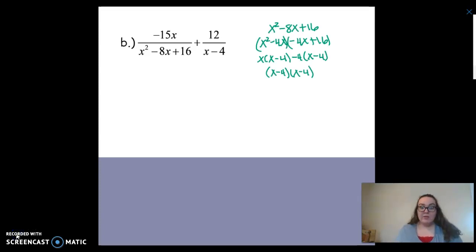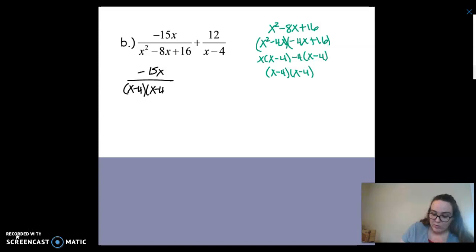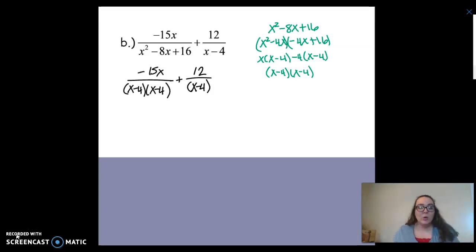Off to the side, I did factor that x squared minus 8x plus 16, so that now that first fraction is negative 15x divided by x minus 4 times x minus 4. You're welcome to write it as x minus 4 squared, plus 12 divided by, and I'm going to write it like this for a second, just a single x minus 4.